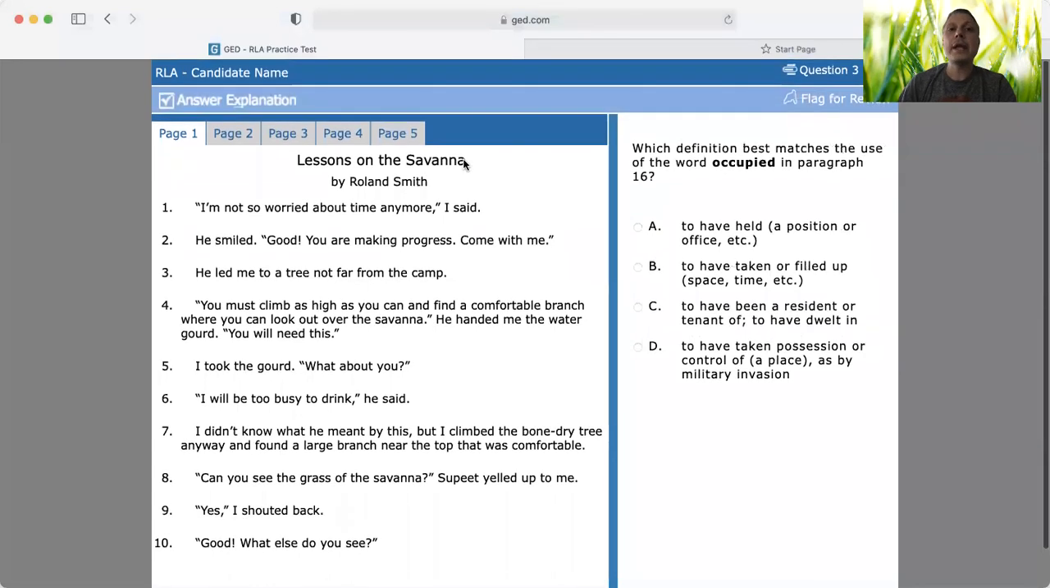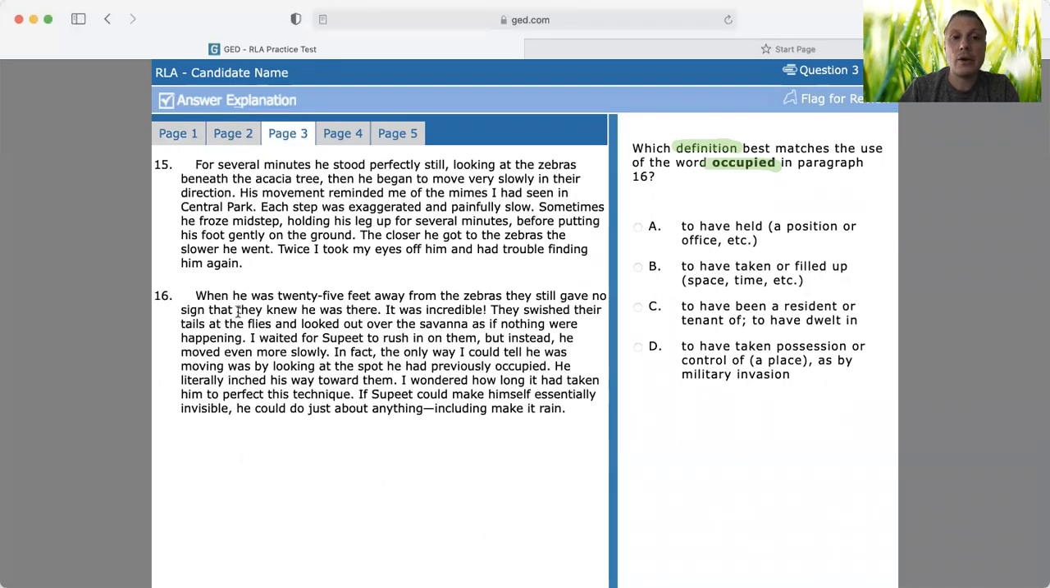Question number 3 here. Same passage. So that's why I said it helps that you take a lot of time reading the passage. Now the next question says, which definition, a meaning, right, best matches the use of the word occupied in paragraph 16. So we're going to go to paragraph 16 and find the word. That's the beauty of having the split screen. And let's see, on paragraph 16 in here, there is the word occupied.